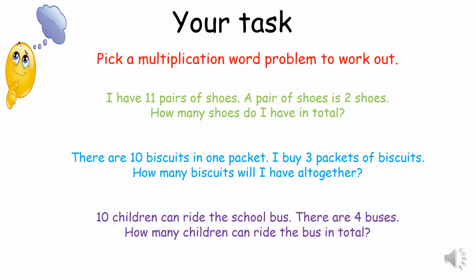This is your task for today, Year 2. You can see some word problems. Can you pick one of those word problems to write down and then work out using the steps that we've learnt today? So remember, you need to look for the important numbers and the important words, the clues, and circle them. Then you can write your number sentence down. After, you can work it out. You might need to use arrays to help you work it out. Then you can write the answer down.